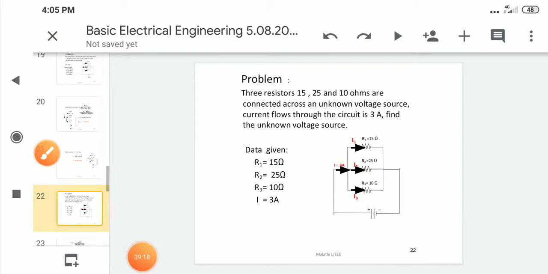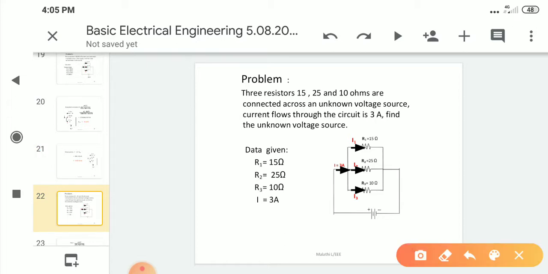Next, three resistances 15, 25 and 10 ohms are connected across an unknown voltage source. Here the question itself says it is an unknown voltage source V. We have to find the value of V. The current flowing through the circuit is 3 amperes. Find the unknown voltage source. This problem is very simple. They have given the I value and the R1, R2, R3 values.